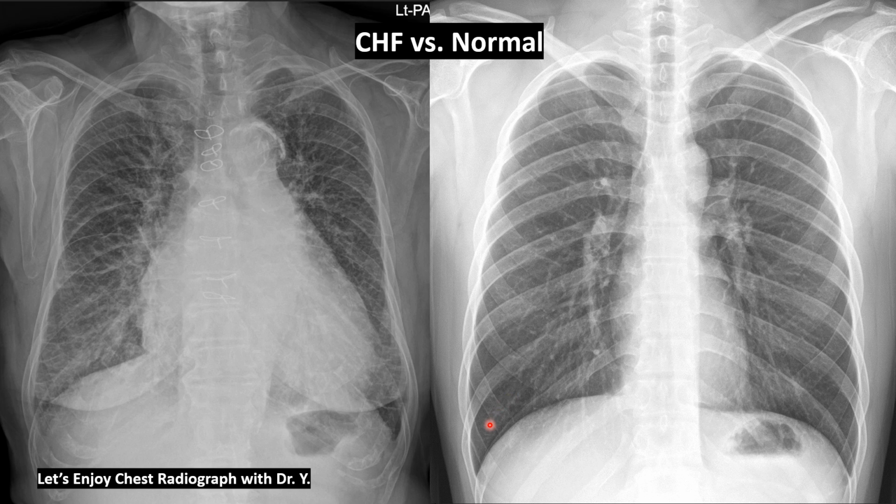No Kerley's B lines. No cuffing around the vascular margin, bronchial margin. No redistribution of the flow. No pleural effusion. Yes, these are the differences between congestive heart failure and normal chest radiograph.